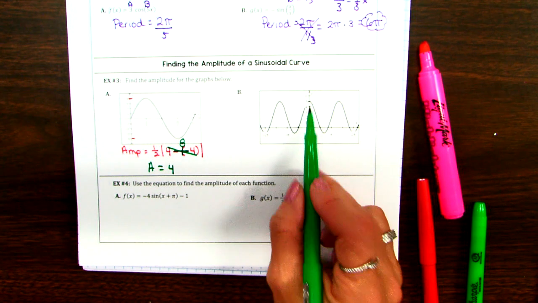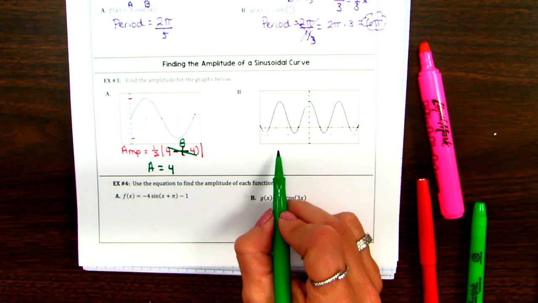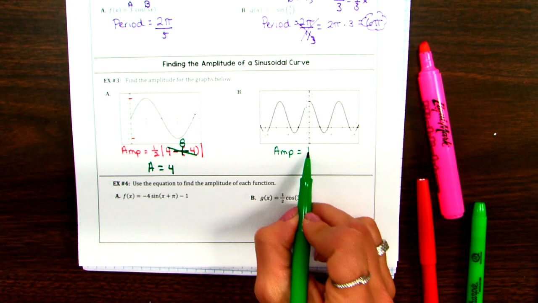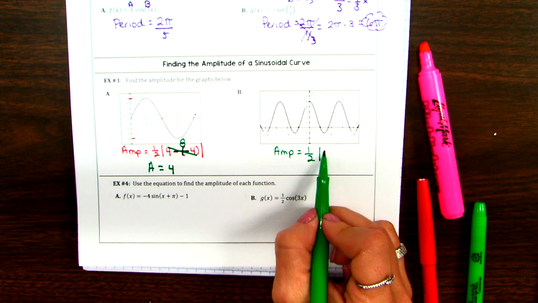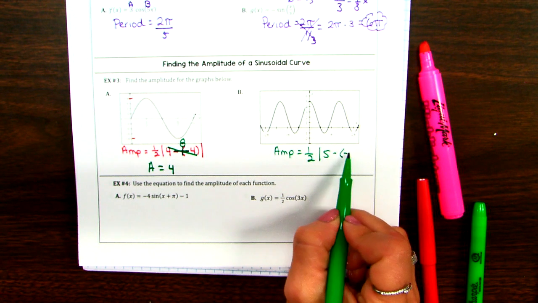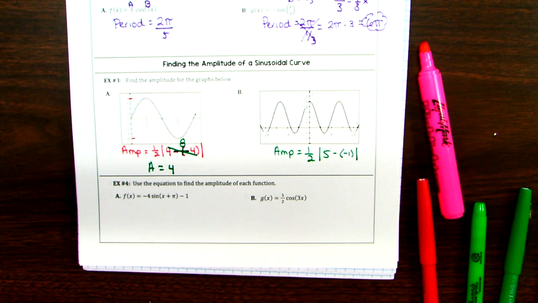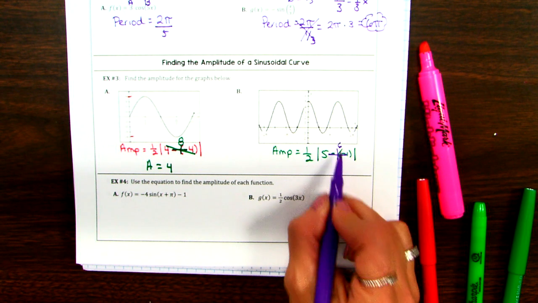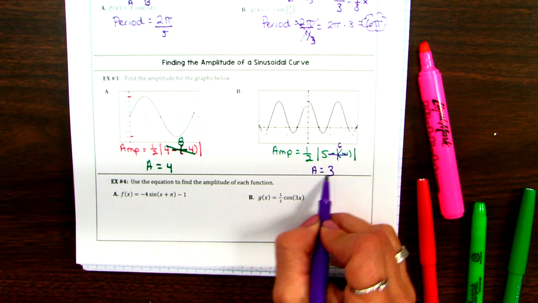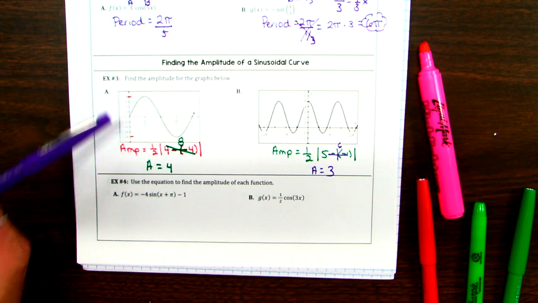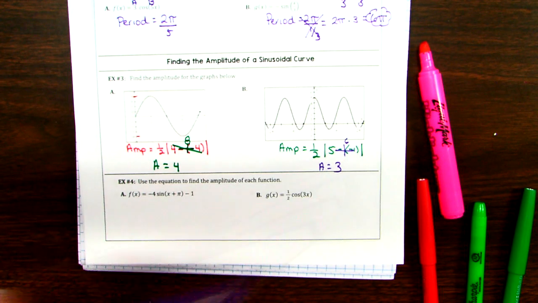Okay? On a problem like this, we need the formula. The max and the min are different. So 5 minus, is that negative 1? Negative 1, thank you. And then, of course, half of 6 is 3. So your amplitude is 3. So if you can tell what it is, great. If you can't, there's a formula for it.